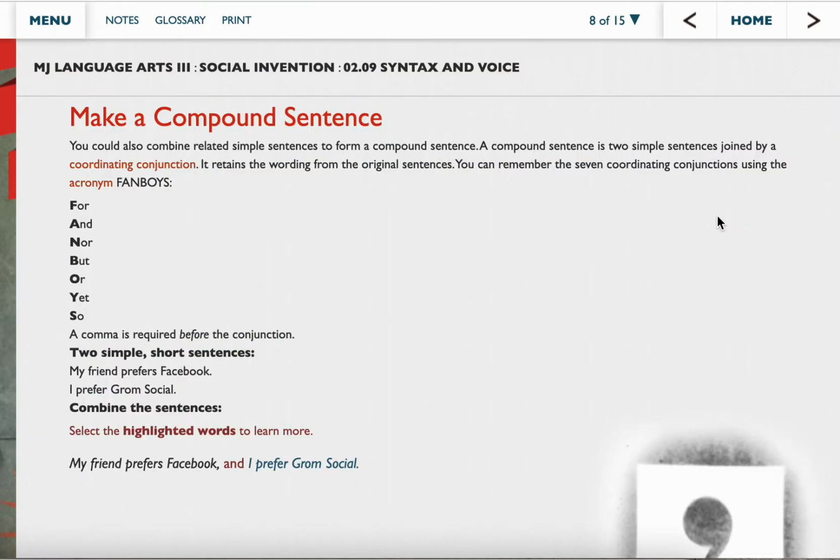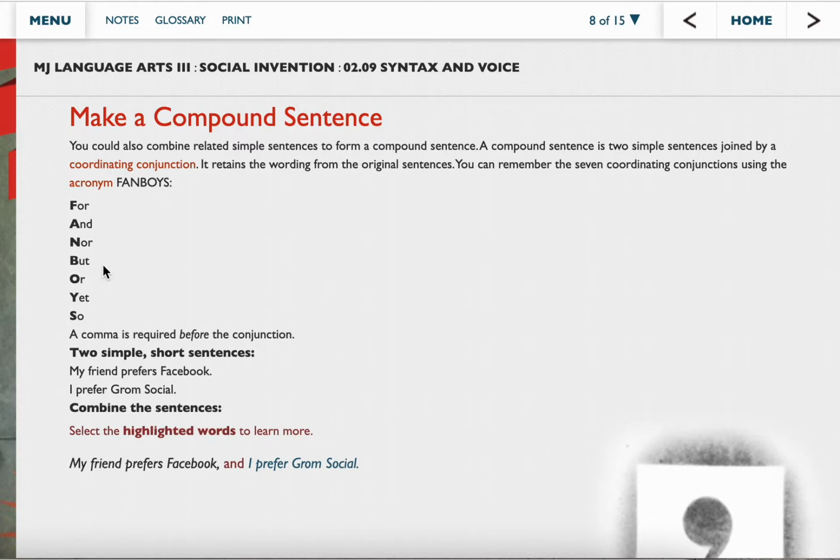Make a compound sentence. You could also combine related simple sentences to form a compound sentence. A compound sentence is two simple sentences joined by a coordinating conjunction. That is, a word such as and, or, so, but, etc., that connects similar sentence elements. It retains the wording from the original sentences. You can remember the 7 coordinating conjunctions using the acronym FANBOYS. For, and, nor, but, or, yet, so. A comma is required before the conjunction.